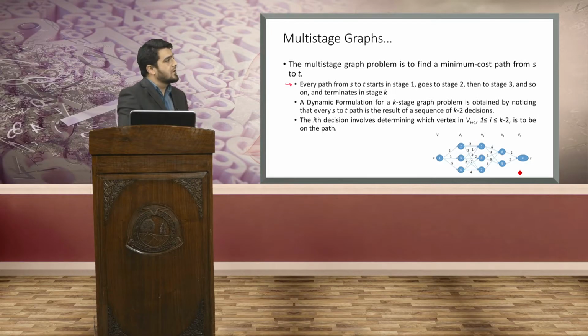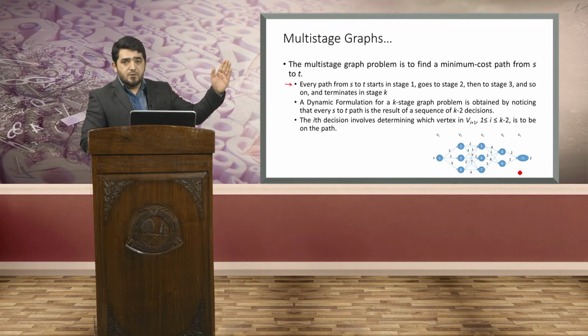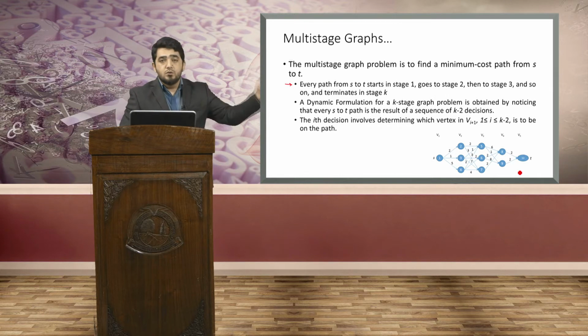Now let's have a look. Let's suppose we are at stage K. How many decisions do we need to make in order to get to this T, or the sink?